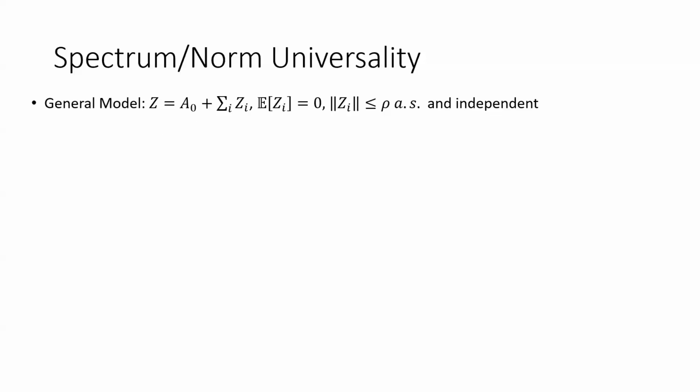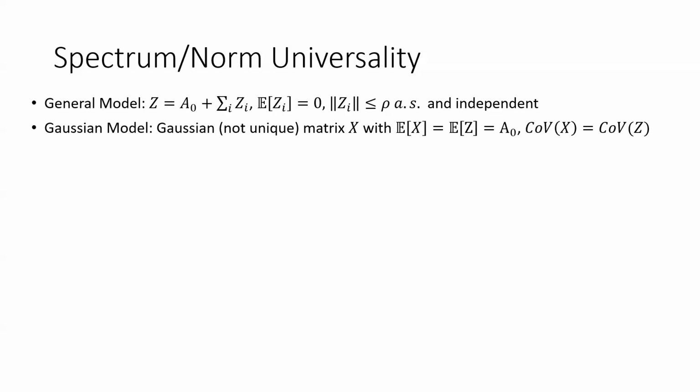So the final result that we de-randomize is the universality result, which basically tells you that the behavior of non-Gaussian random matrices is also closely approximated by that of Gaussian matrices. In our general model, we have a random matrix Z, which we can write as A_0 plus the summation over i of Z_i, where the expectation of each Z_i is 0, and the norm of each Z_i is bounded by some rho, almost surely.